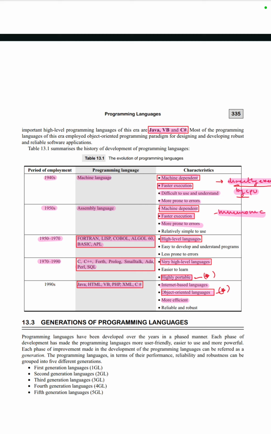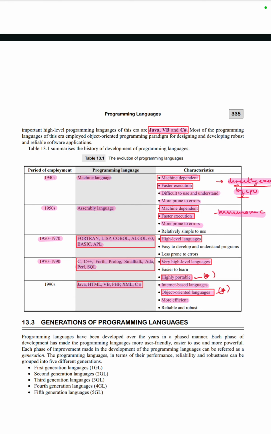These languages are highly portable as well. From 1990, the programming languages are Java, HTML, VB, PHP, XML, C#. And these are internet-based languages, object-oriented languages, and more efficient.